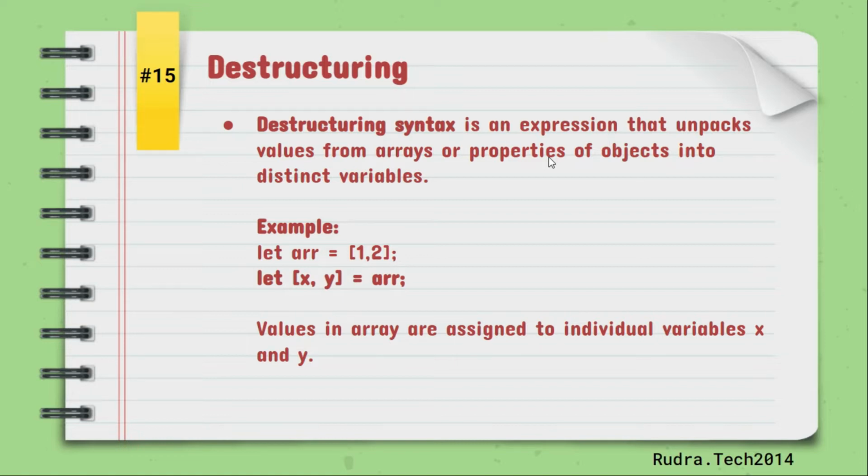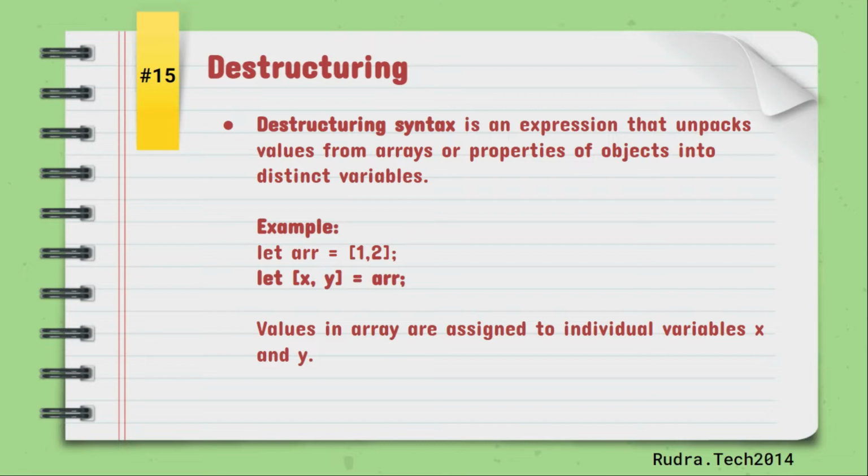Now let's take an example here. I have created an array which is having two values, 1 comma 2. Then the next is the destructuring syntax. Let in the square bracket x. Now x will be a variable, comma y, which will be the second variable, equal to arr. Now here we are not writing like arr of 0 or something. We are simply writing arr.